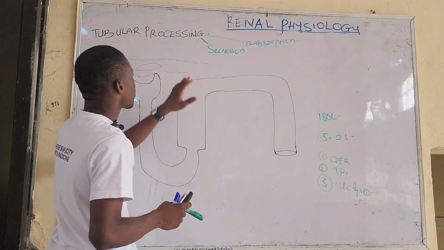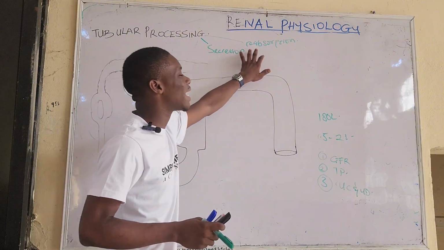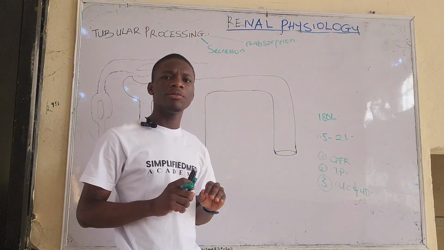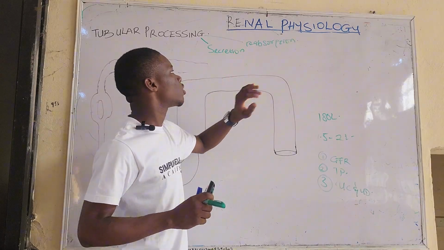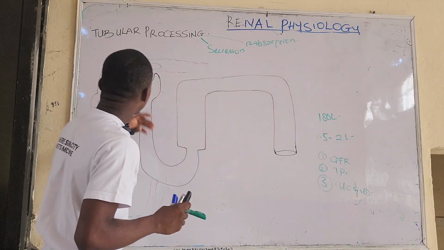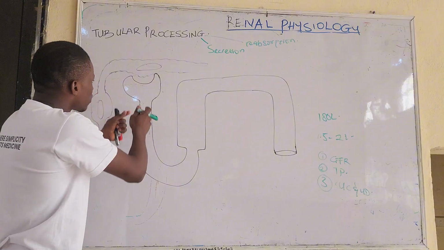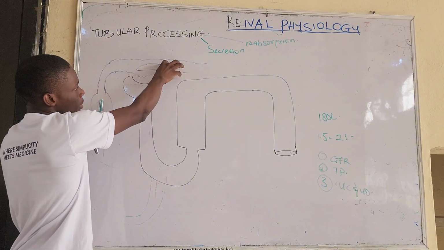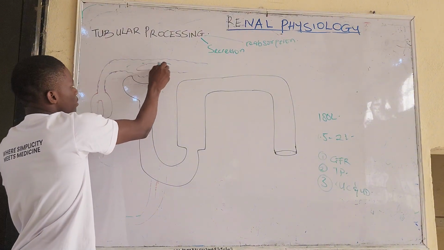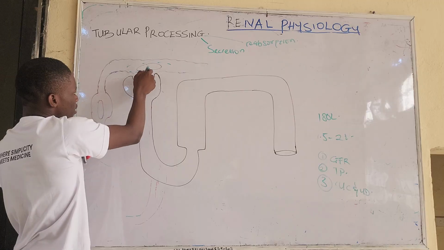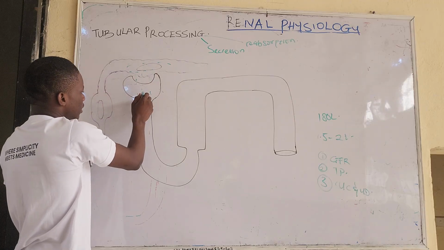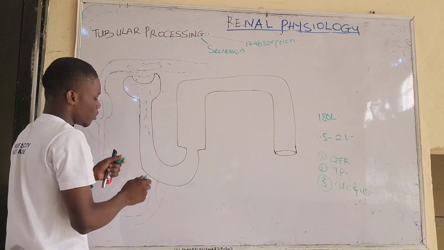And I said tubular processing has two components: secretion and reabsorption. Now let's lay the foundation. What is secretion? What is reabsorption? Tubular processing means the processing of, now this is the capillary, this is where blood is flowing through. Blood is flowing through this place, and it needs to be filtered into the urinary tubule of the nephron.